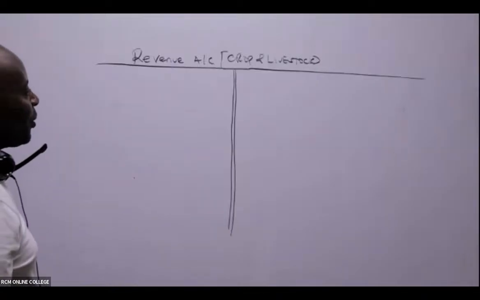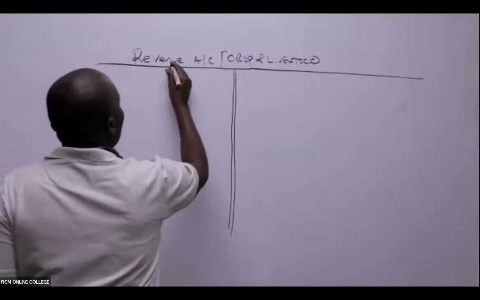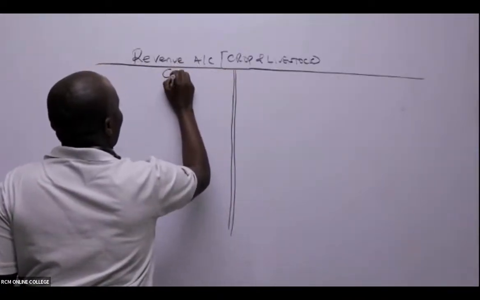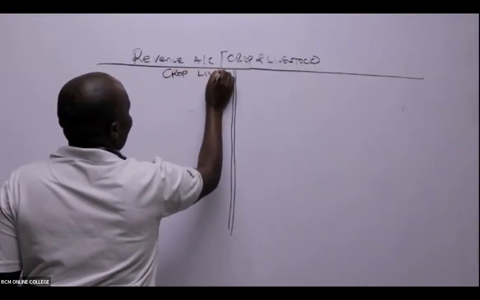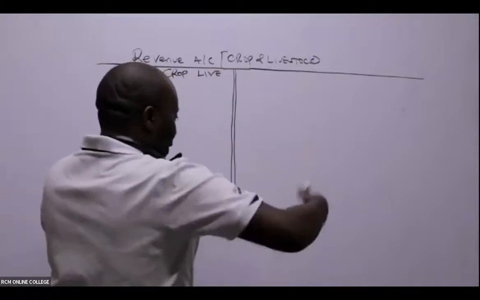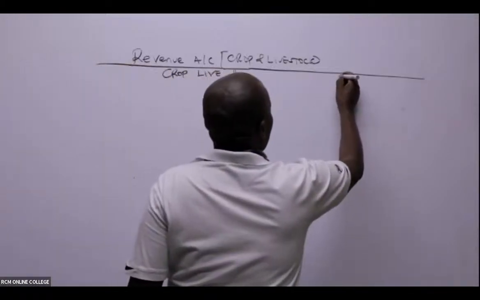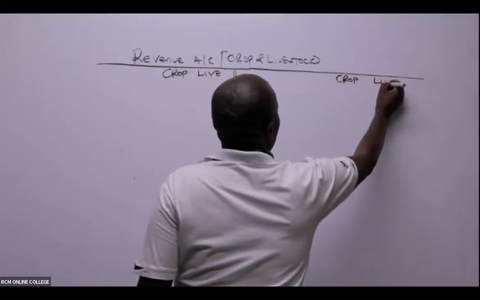Right. So in this case here, we shall have the crop. So we have here crop. And then you allow me to just use live for livestock. This is the debit side. They want us to do this in a columnar form. So also on this side, I'll come and have here crop. And we have livestock.